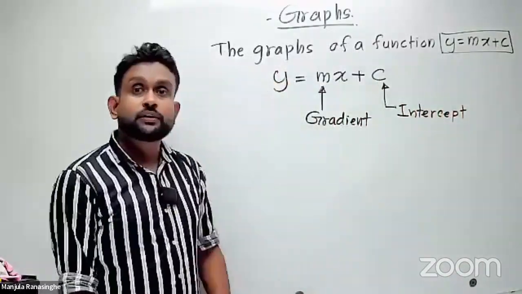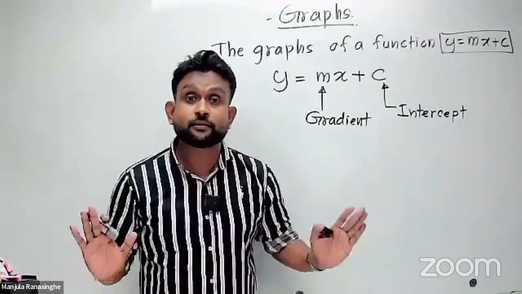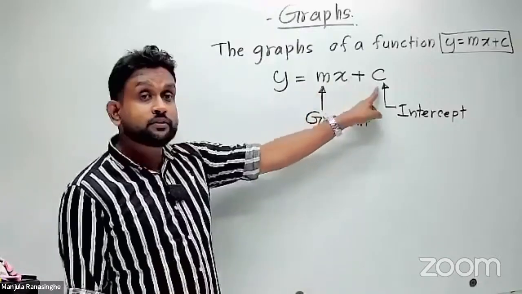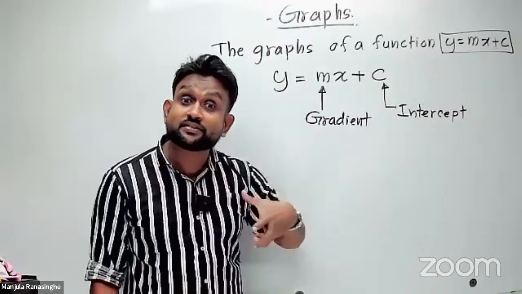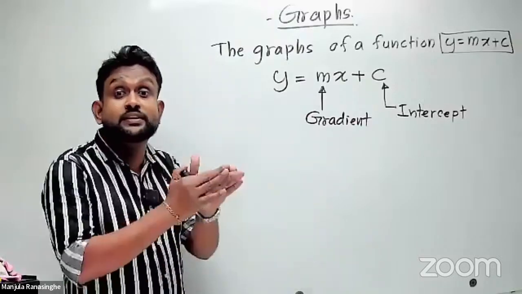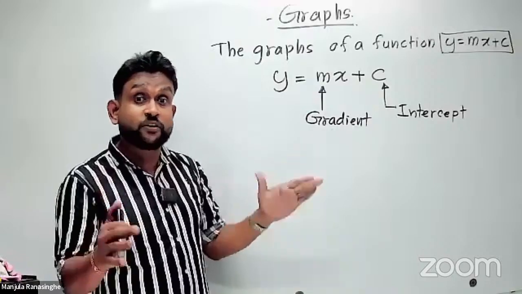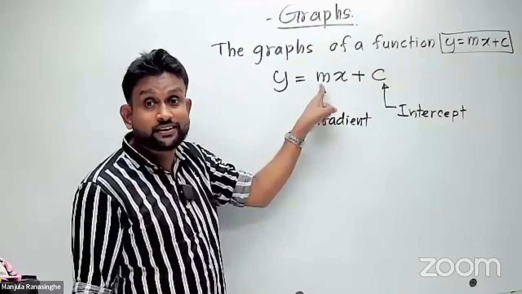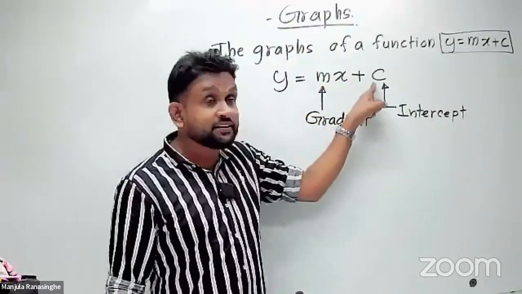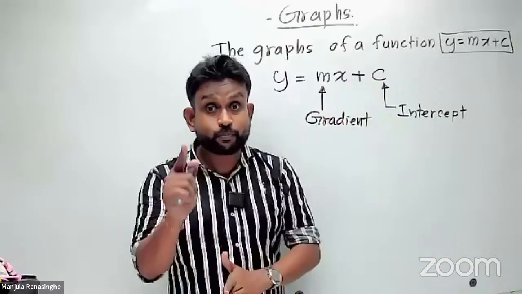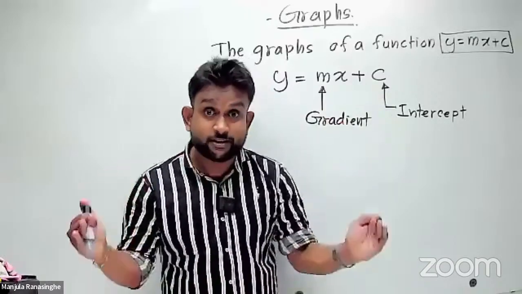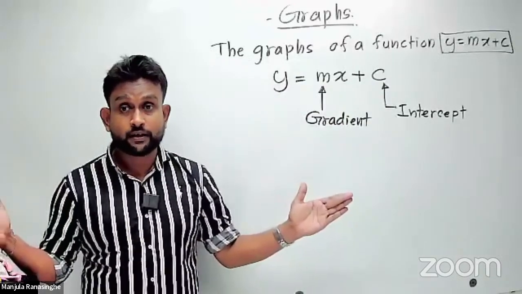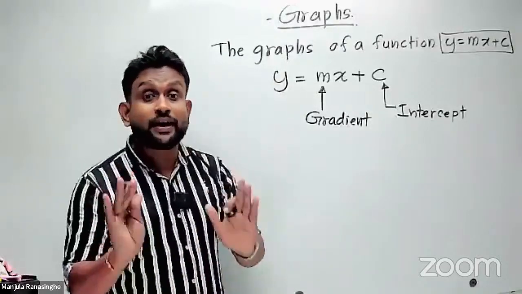Then I will give an idea of what the gradient of the graph is. In y equal mx plus c, this is the gradient. Gradient is a constant value. For a certain graph, the gradient is constant if it is in the form y equal mx plus c. M is a constant, and the intercept is also a constant for a specific graph. But when the graph changes, the gradient and the intercept will vary.